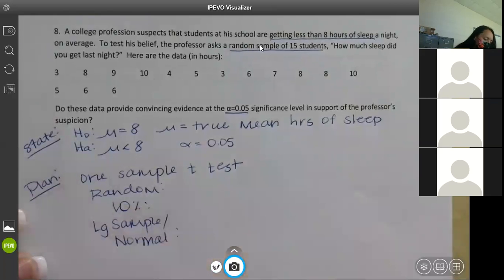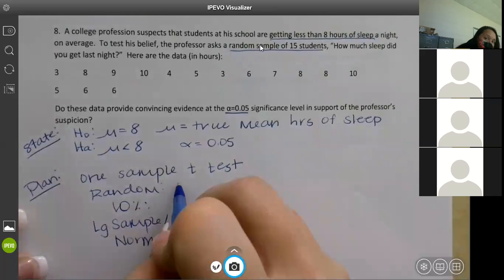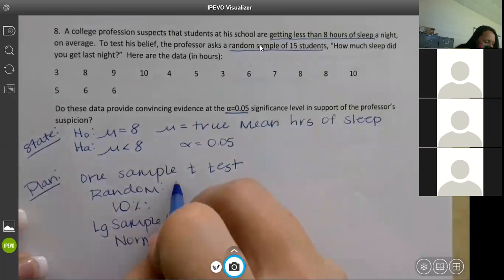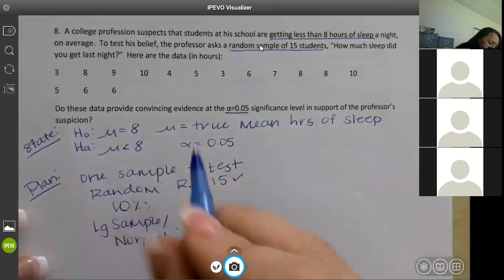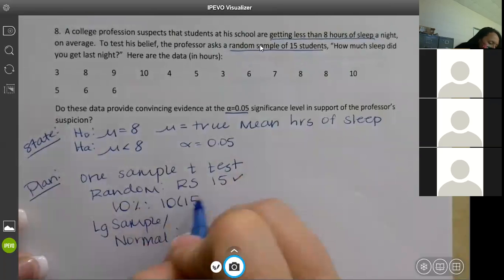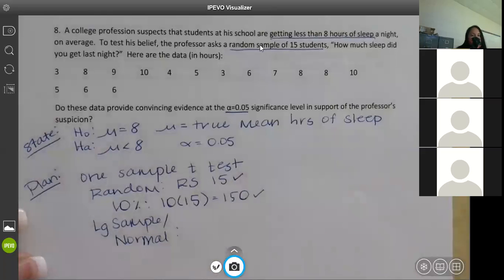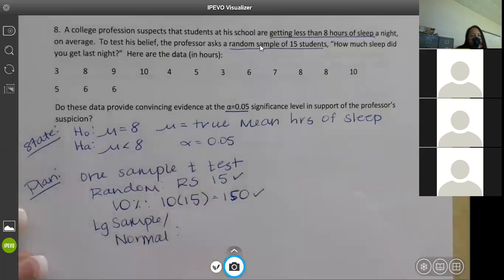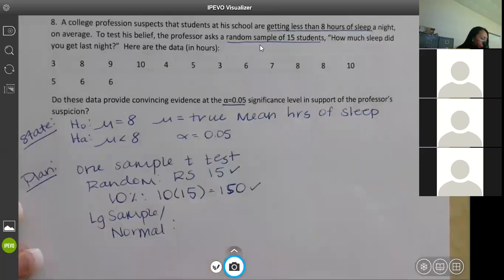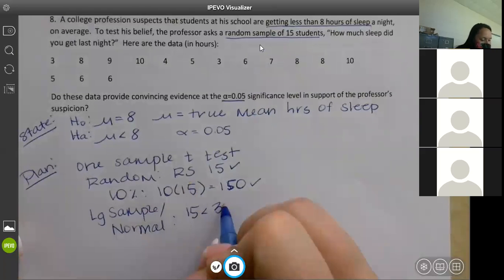All right, so is it random? Yes or no? Yes. So random sample of 15. 10% would be 10 times 15 or 150. And we know that the population is greater than 150. And then large sample or normal condition, how do we check that? We have 15 as our sample size, which is less than 30. So what do we have to do?